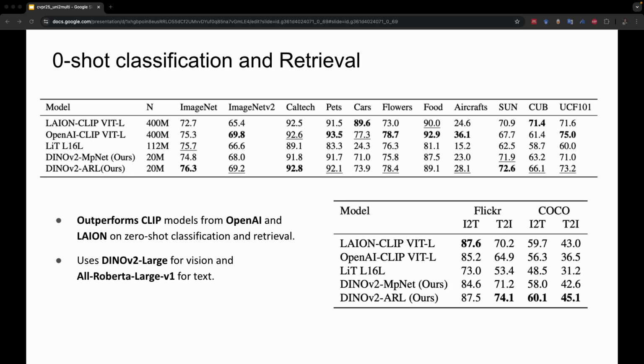In zero-shot classification and retrieval, our model using DINOv2 for vision and All-Roberta-Large-v1 for text outperforms clip models from OpenAI and LAION. This demonstrates that simple projection alignment, when combined with strong unimodal encoders, can surpass large-scale joint training.